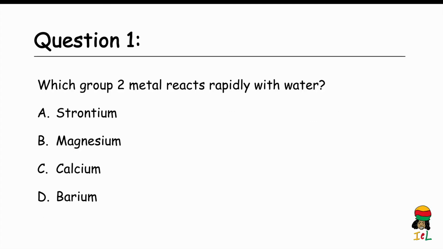Question 1. Which group 2 metal reacts rapidly with water? A. Strontium, B. Magnesium, C. Calcium, D. Barium. The answer is D. Barium reacts rapidly with water.